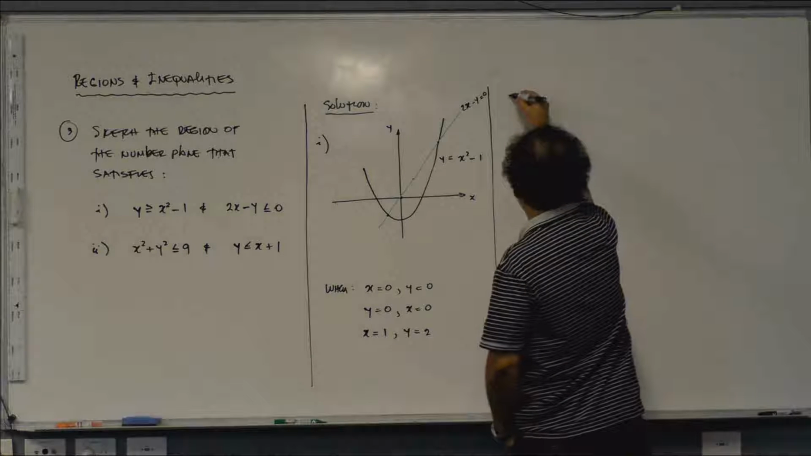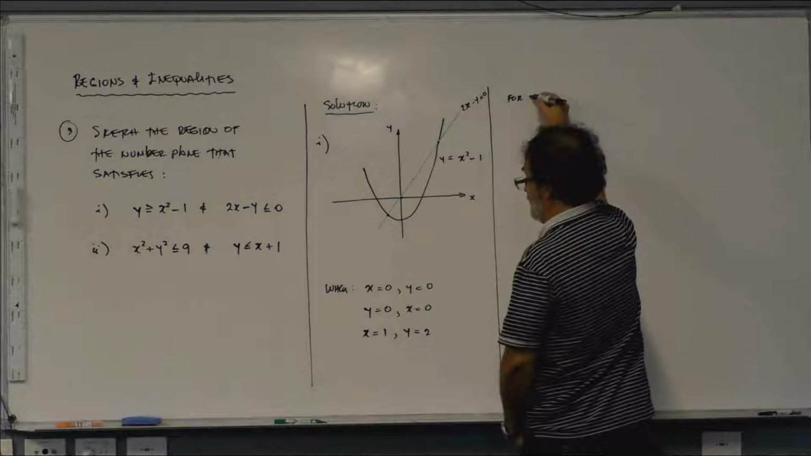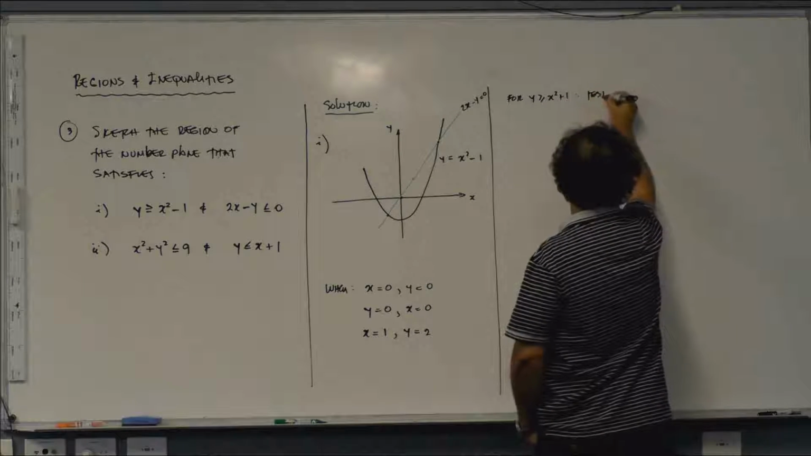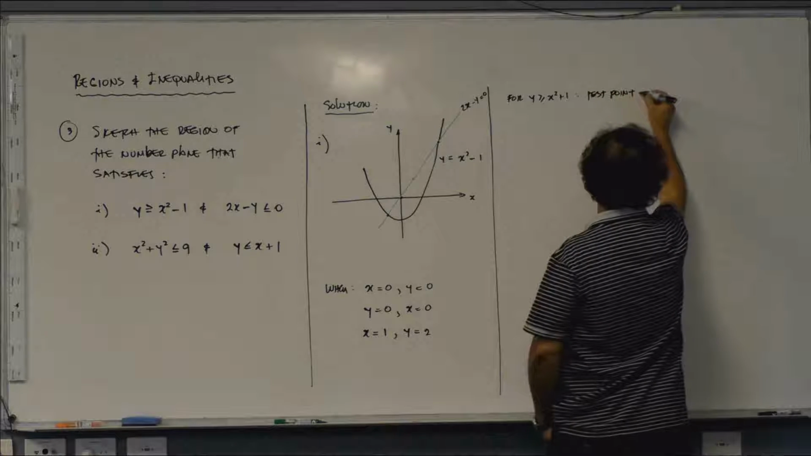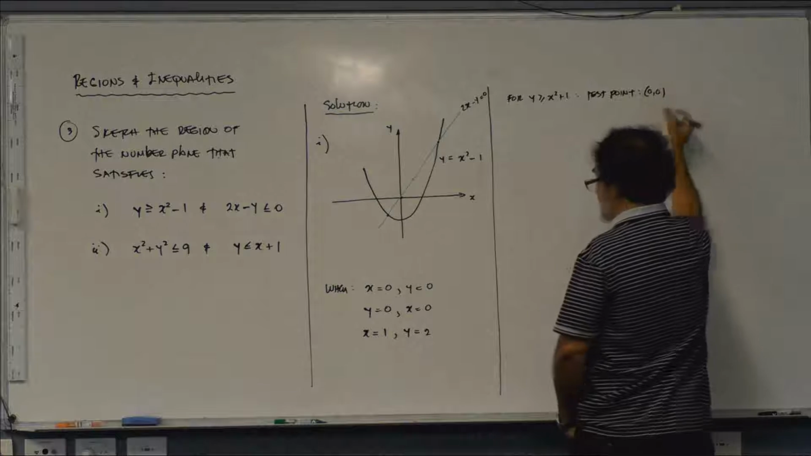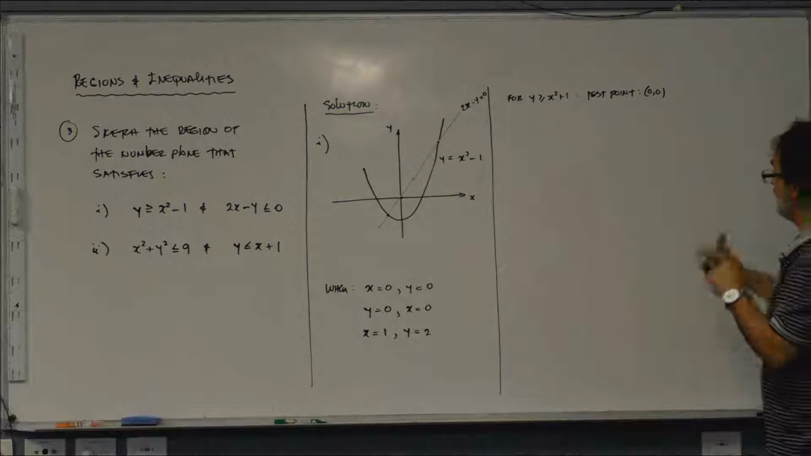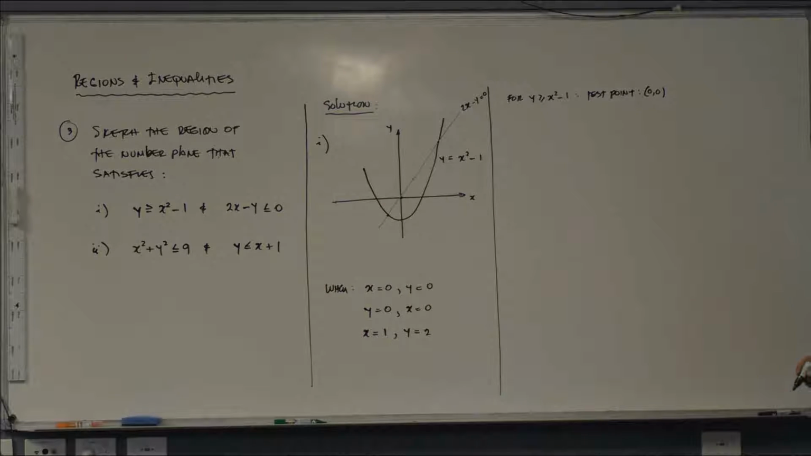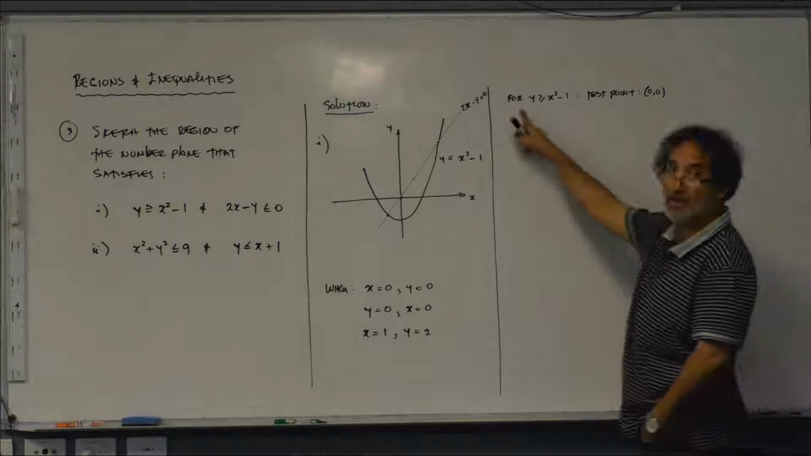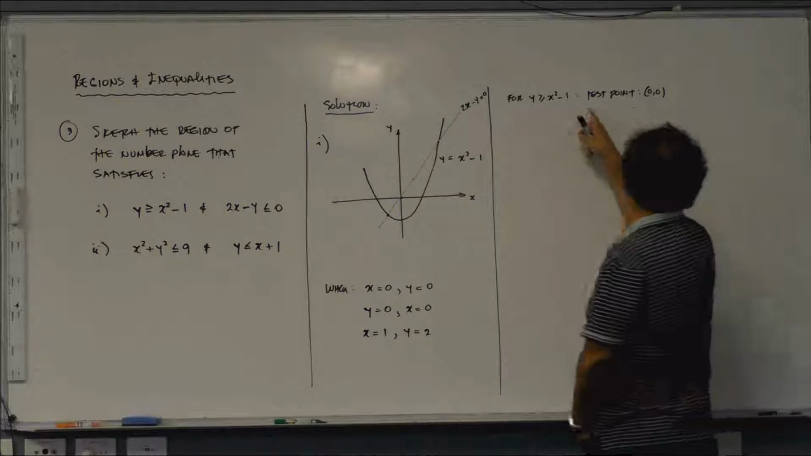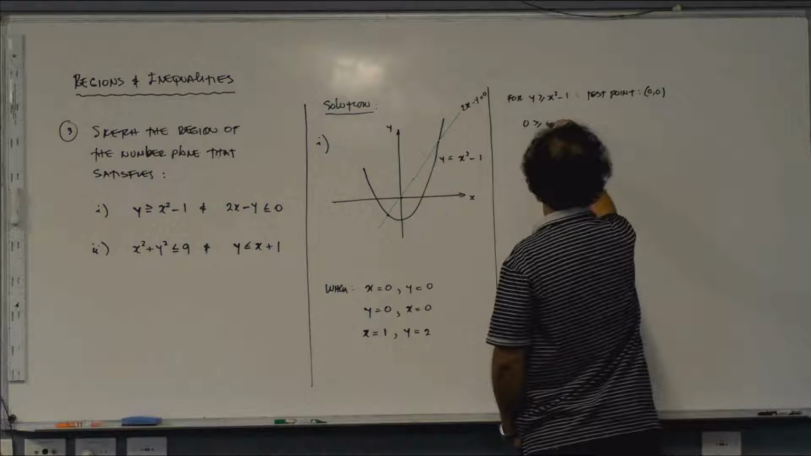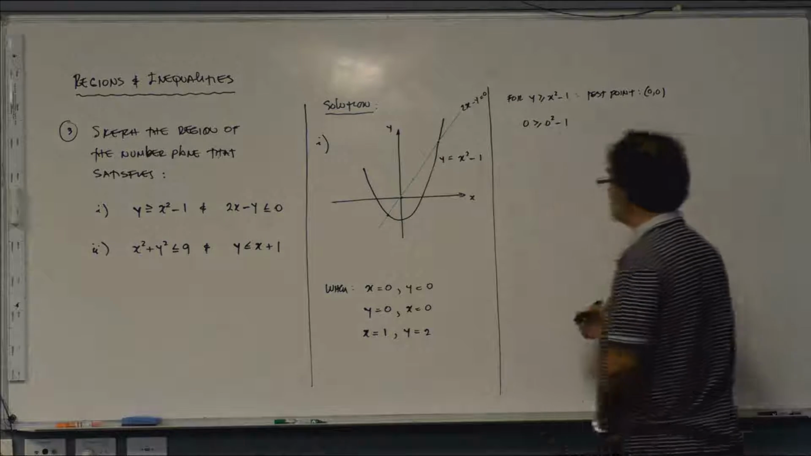Okay, so we're going to say for y greater than x squared plus 1, test point 0, minus 1, yeah. Okay, let's test that point and see if that point belongs. Yeah, but we're talking about the parabola. So if you substitute that point, then we're going to have 0 is greater than or equal to 0 squared minus 1. Is the answer yes or no?